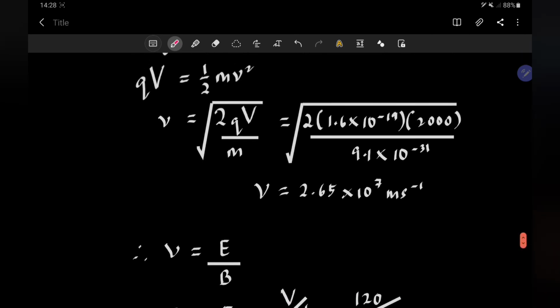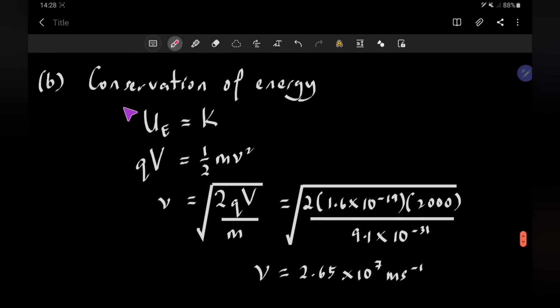How do you calculate speed? By using the principle of conservation of energy, where the potential energy equals the kinetic energy. What type of potential energy here? Electrical potential energy equals kinetic energy. Electrical potential energy equals qV, where q is the charge and V is the potential supply, equals K, which is half mv squared. So two different Vs: capital V representing voltage, and small italic v representing speed.